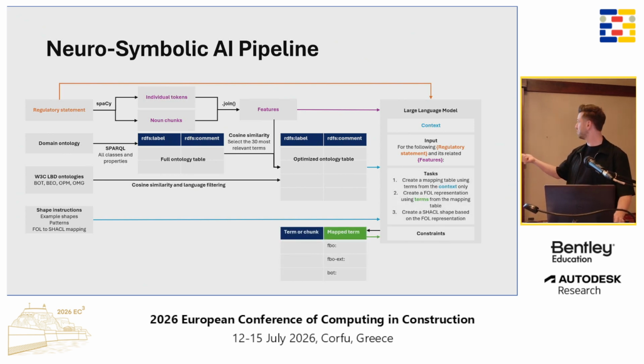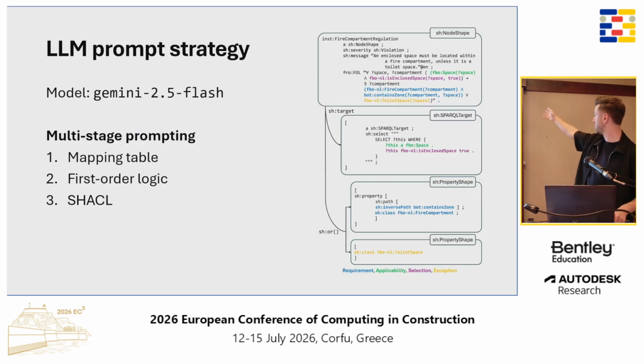So first it makes a mapping table between these words, the features, a portable fire extinguisher, and the terms from this optimized ontology. We then use these words to make a first order logic representation of the regulatory statement, and this we convert to SHACL. And the result is, for example, one of these shapes.